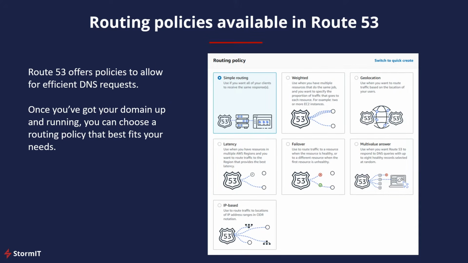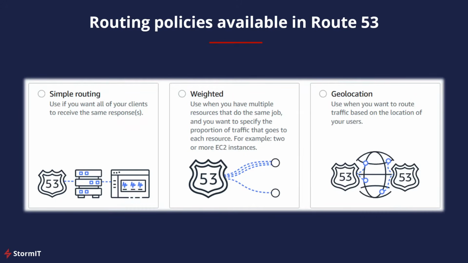Route 53 offers these policies to allow for efficient DNS requests. Once you've got your domain up and running, you can choose a routing policy that best fits your needs. However, to get the most out of the service, you will need to properly understand the function of each policy type. And when you create a record, you choose a routing policy which determines how Route 53 responds to queries. We will look at these routing policies in the AWS Management Console, but here is a quick intro to them.